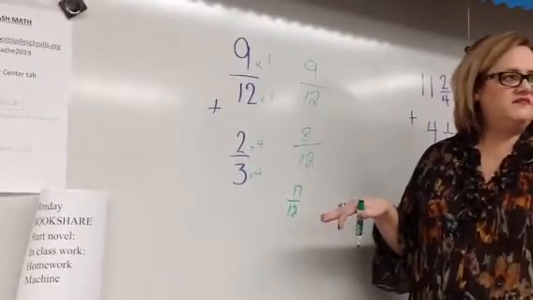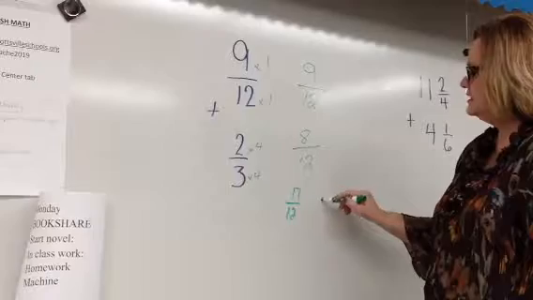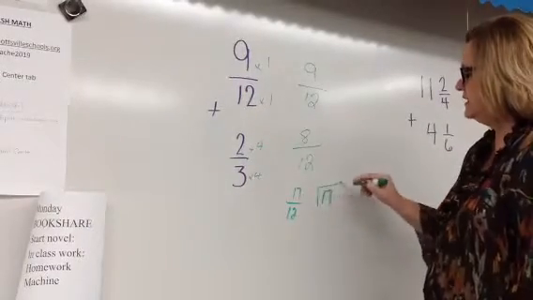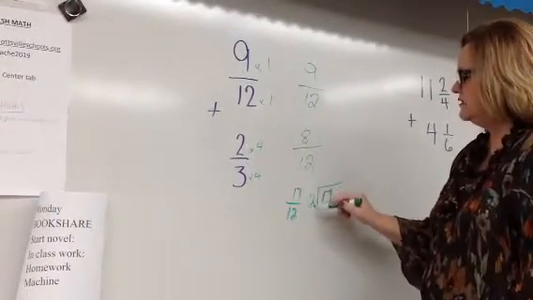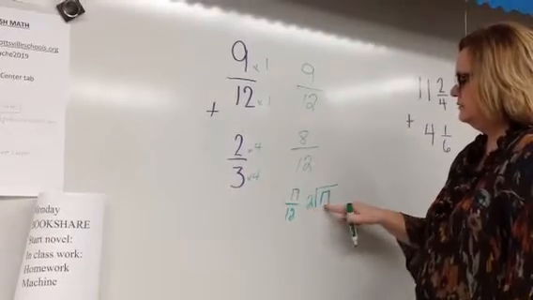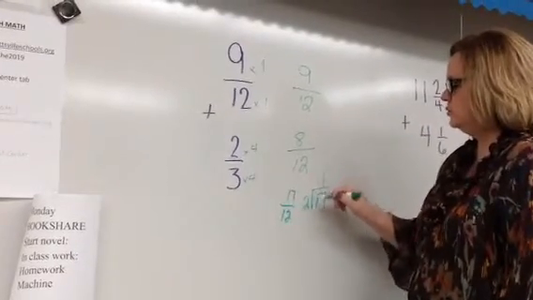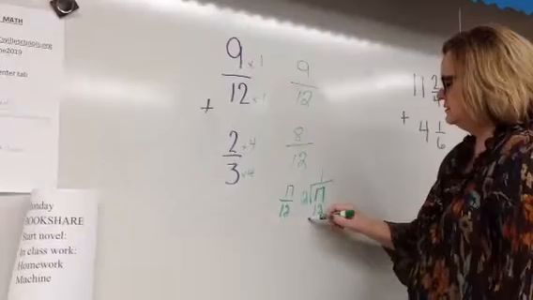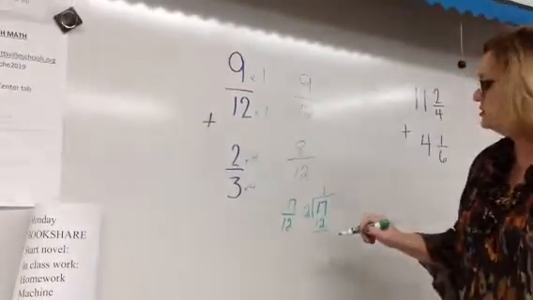That means I have to divide. So I take top dog, he's on top, he goes in the box, and I divide by 12. 12 goes into 17 one time. 1 times 12 is 12. 17 take away 12 is 5.